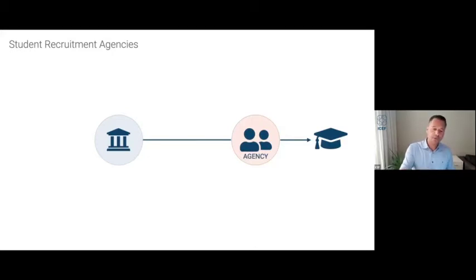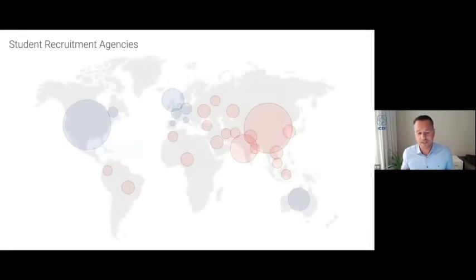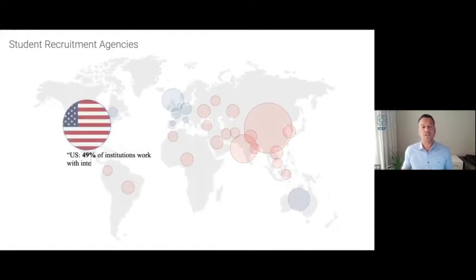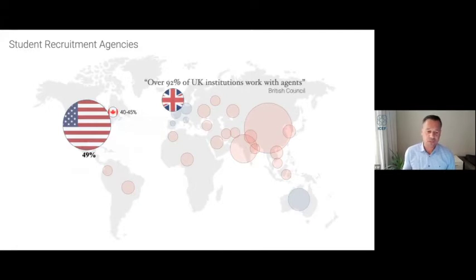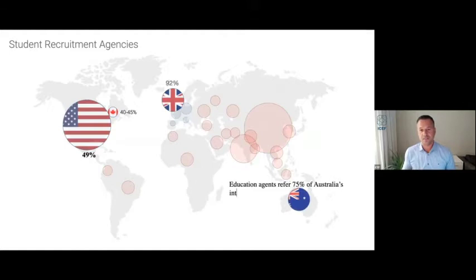To showcase the important role that agencies play in international student recruitment, let's take a brief look at 4 of the world's most popular study destinations. In the US, 49% of institutions work with agencies, according to the National Association for College Admission Counseling. In Canada, 40 to 45% of international students are referred via agencies.